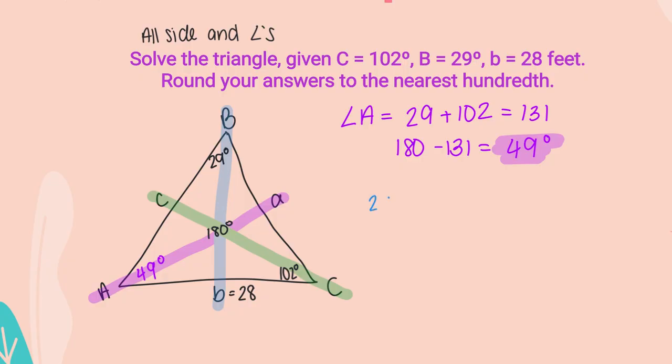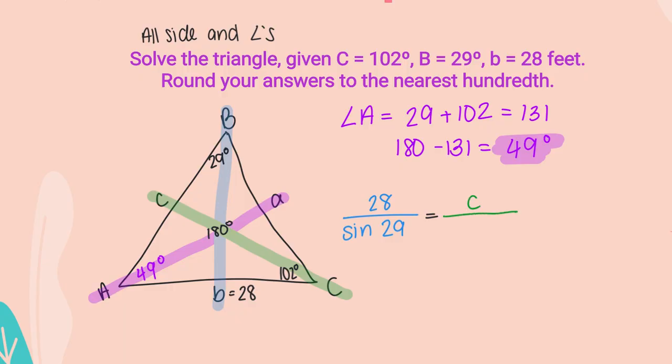I'm going to have 28 over, remember it's sine of your angle. I'm setting it equal to, what do we want to solve for first? A or C? Let's go ahead and do C, so we could kind of separate the purple from the green. Do I know what side C is? No, I'm just going to represent it as lowercase c.